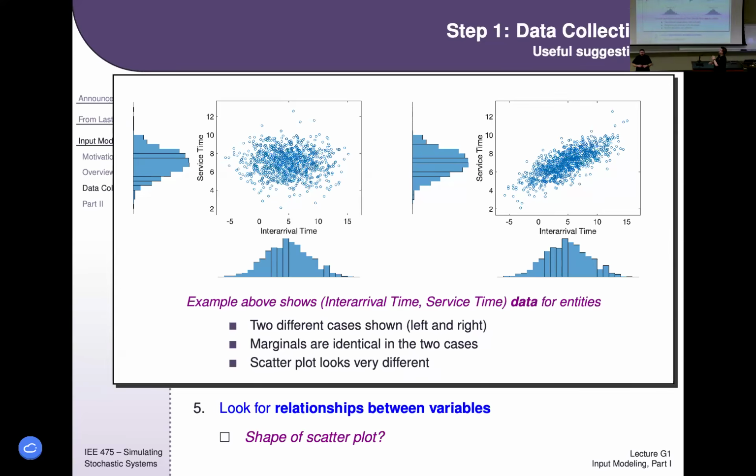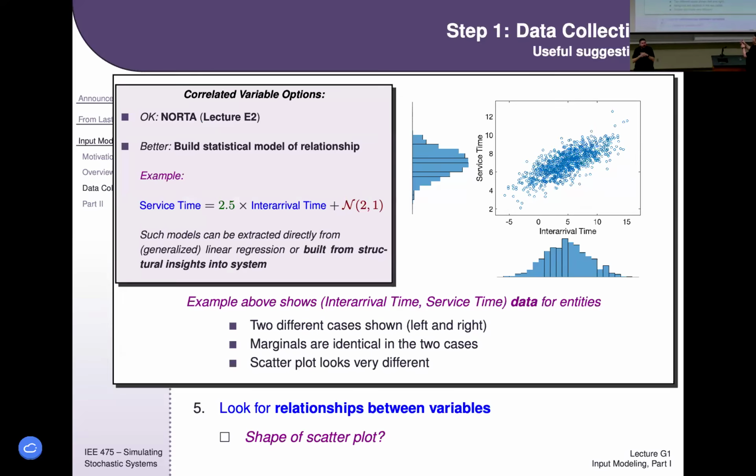So what do you do when you see these sorts of correlations? Now, there are complex ways to do that. In some of the extra slides at the end of lecture E2, I talk about NORTA, which is a method for regenerating these types of things. It's a little more advanced method, so I won't quiz you about that. But if you're interested, check out the slides at the back of lecture E2.